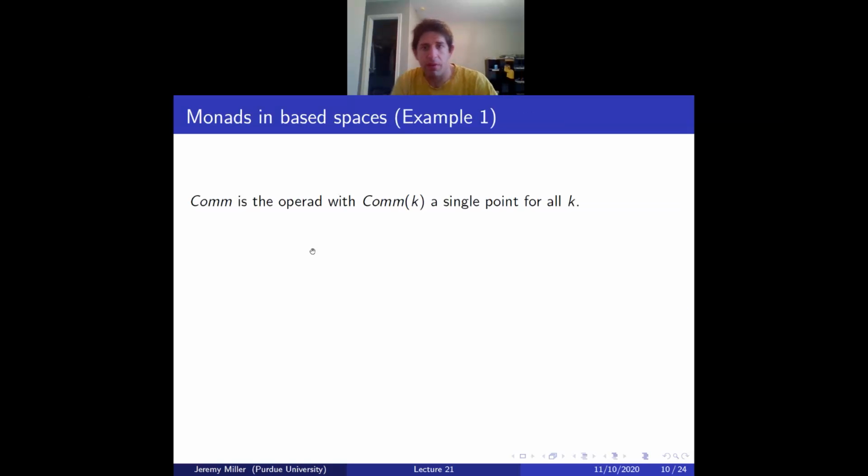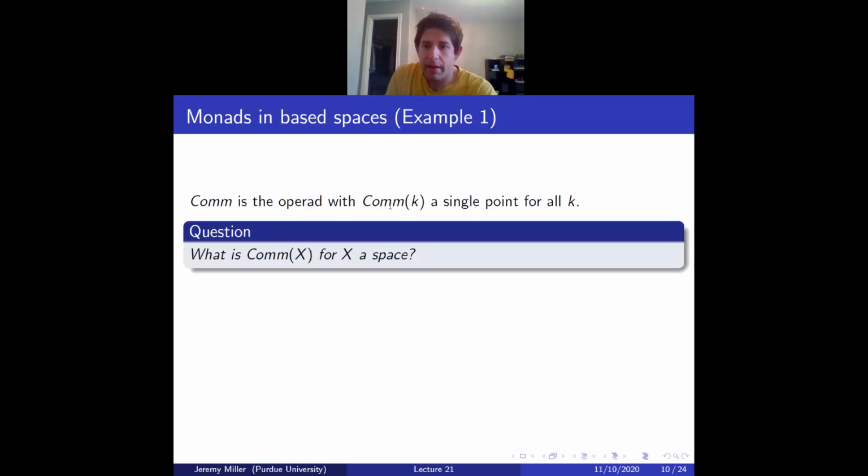Okay, so let's see what this construction is in examples. Remember that Com is the operad that has a single point in all degrees. So what is Com(X)? This is the usual monad associated to Com applied to X, for X a space. And then we'll try to figure out what the reduced one is.